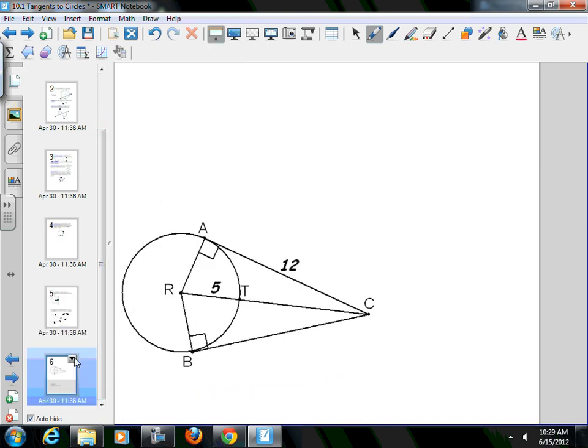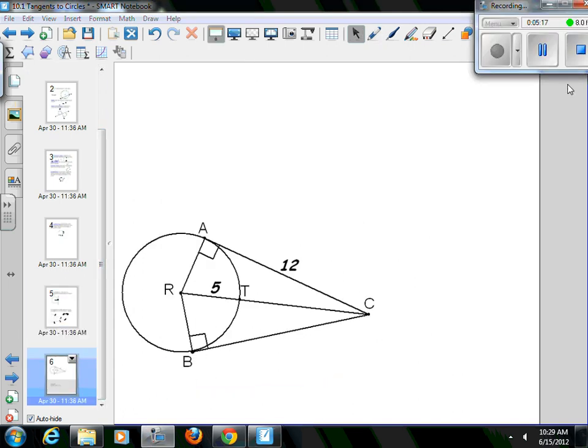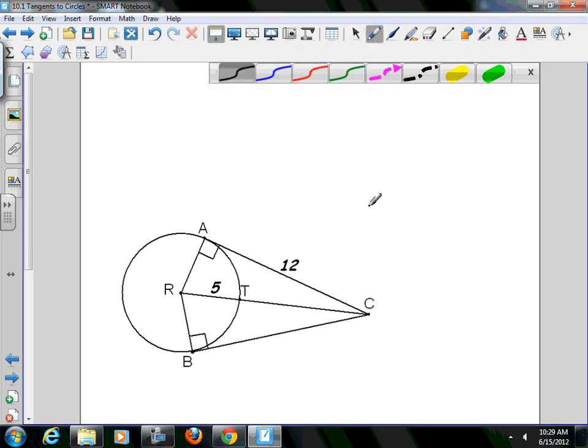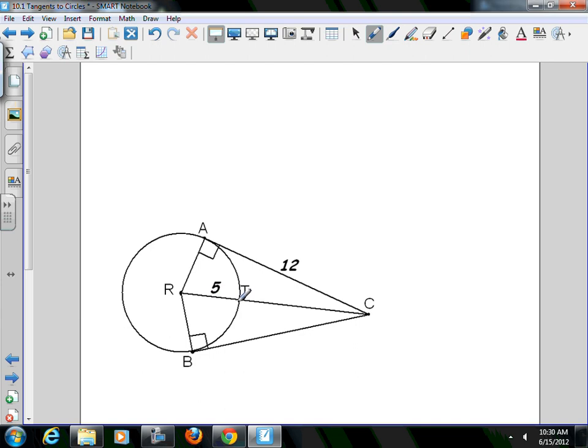And let's move on to the last page here. We have a picture that kind of illustrates our last point. You're given these tangents that are drawn from an exterior point, and you're told that this is the radius from R to T. It has a length of 5. From A to C is 12. What would the length of BC be?